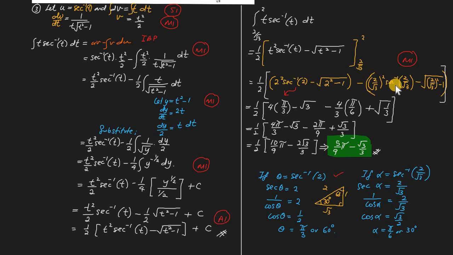Likewise, over here we have inverse secant. Let's say the angle is alpha. So secant alpha is that, meaning secant is again 1 on cosine, or the cosine is square root 3 on 2. Definition of cosine is adjacent to the hypotenuse, so the angle is 30. 30 is pi on 6. So that's how we get that value.